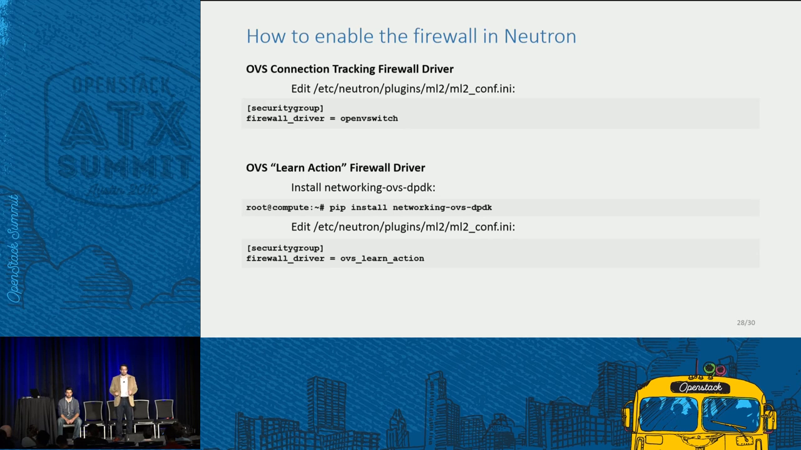The first one, the connection tracking firewall, is already merged in Neutron code. So if you download the Neutron repository, you will have it. For the second one, the OVS learn action firewall driver, you need to install networking-ovs-dpdk. And then you will also need to modify the ML2 config file for the Neutron agent.